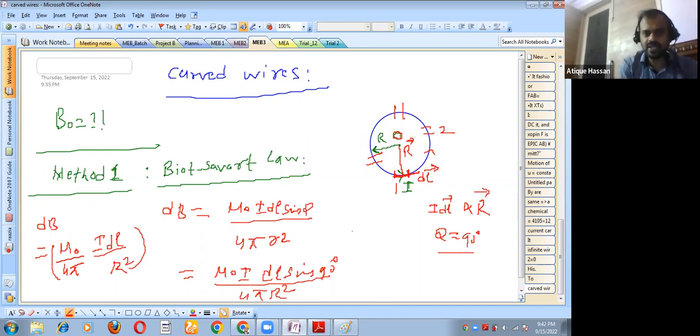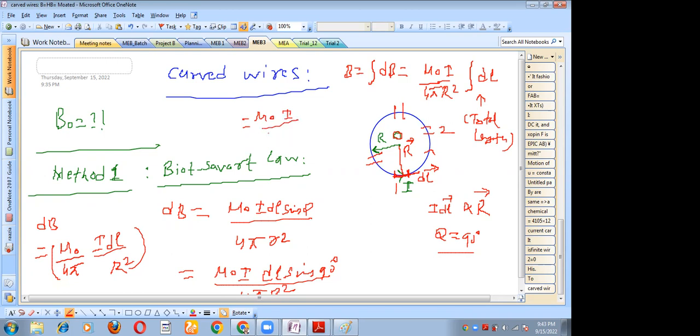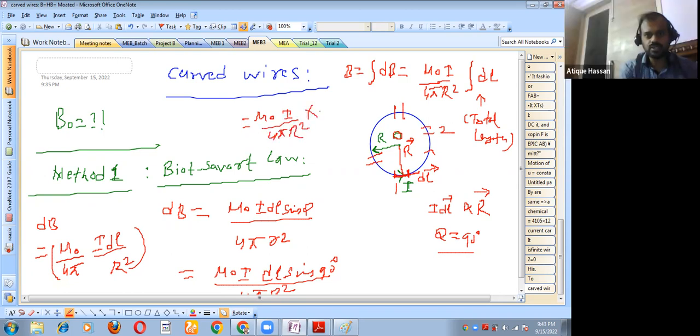It's not a tough integration. The total magnetic field can be found by integrating dB. Mu naught by 4 pi is constant, so it is outside; r square is also constant, I is also constant. So only dl will remain in the integration. What does that mean? Basically, we have to take the total length of the circular wire. What is the total length of the circular wire? 2 pi r, correct. So mu naught I by 4 pi r square into 2 pi r. So what is the magnetic field you are getting? Mu naught I by 2R.